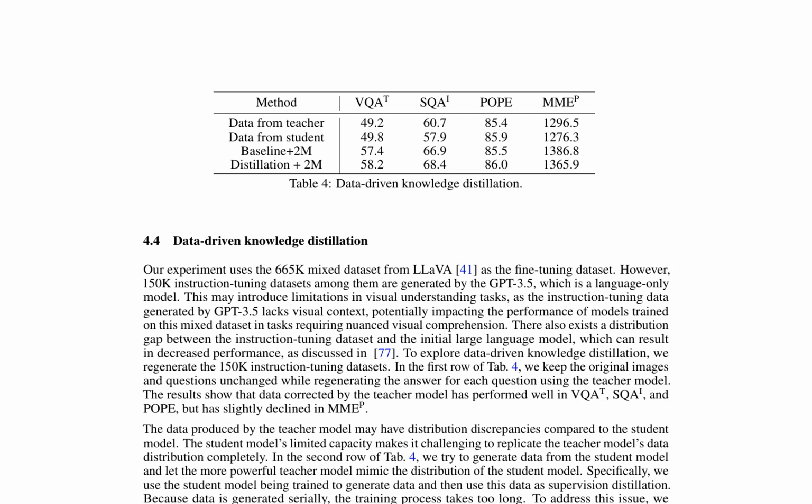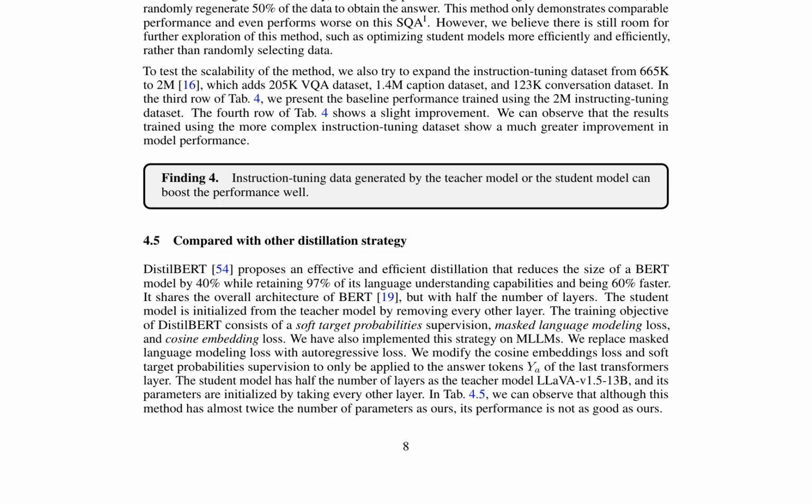Expanding the instruction tuning dataset to 2M improves model performance significantly. The paper also compares the proposed distillation strategy with DistilBERT, an effective and efficient distillation method that reduces the size of a BERT model while retaining its language understanding capabilities. The results show that although DistilBERT has almost twice the number of parameters as the proposed method, its performance is not as good. Overall, the findings suggest that KL divergence is effective for logit alignment, affinity-aware distillation is not suitable for MLLMs, and data-driven knowledge distillation can boost performance. The proposed method outperforms DistilBERT in terms of performance.